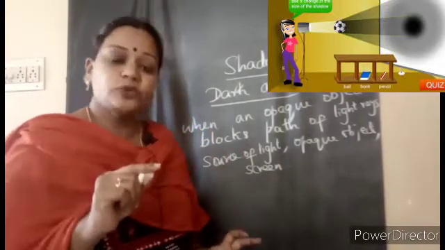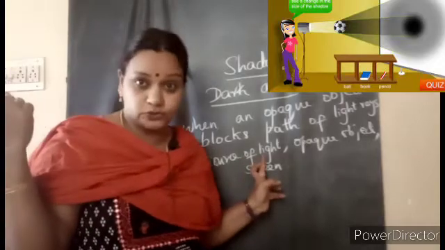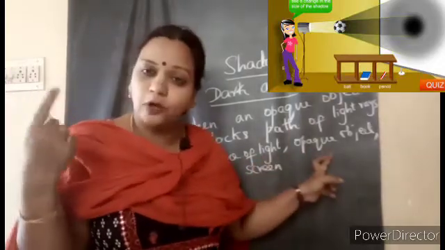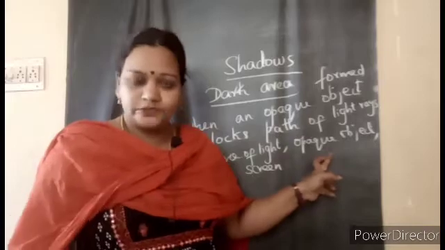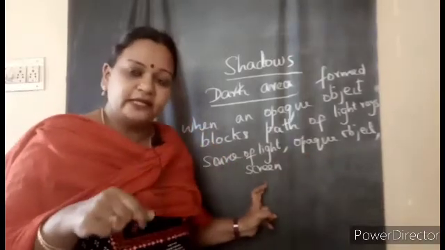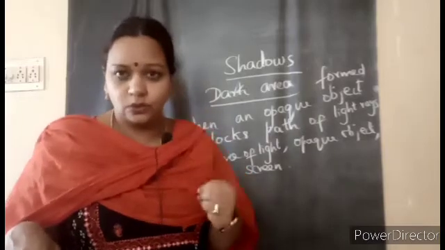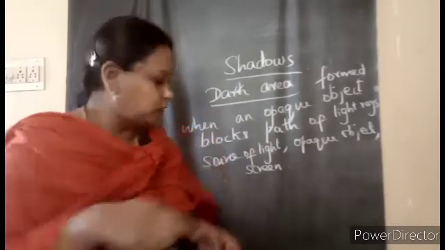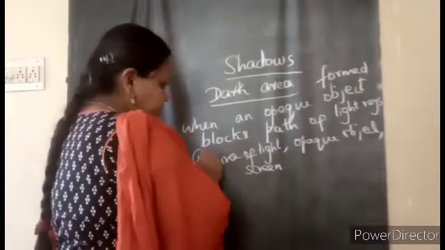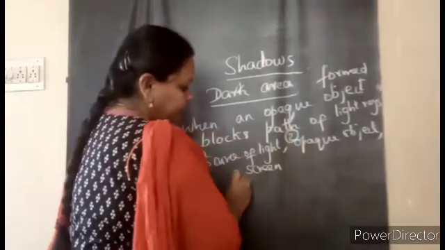So there, which is the source of light, children? The Sun was the source of light. And which was the opaque object there? You were the opaque object. And which was the screen there? The ground. Yes. So to get a shadow, three things are essential. What are they? Source of light, opaque object, and the screen.